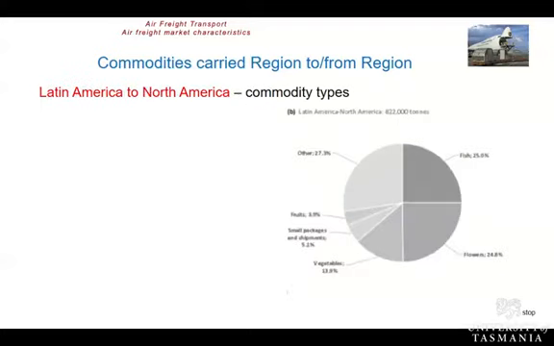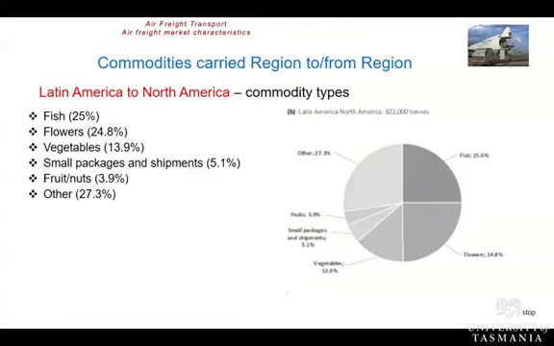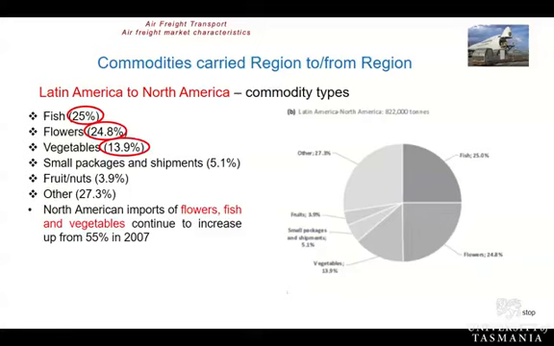And for something really completely different in terms of profile of exports, we only have to look at Latin America to North America. Fish, flowers, vegetables, fruit, nuts. So almost 65-70% of perishable items are going from Latin America to North America.